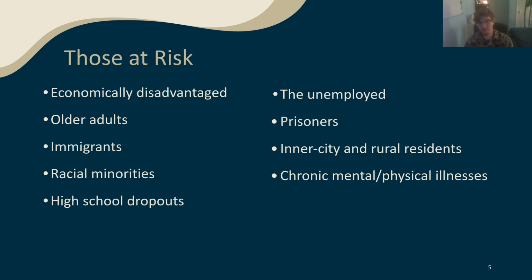So let's talk about who these people are, who's at risk for low literacy. So first of all, economically disadvantaged. So if someone is of a lower socioeconomic status, they may not have grown up in as great of a home environment. They may not have the best nutrition. Their schools may not be the best. They may not have parents that are highly educated or parents that are able to help them with their education, right? All these things are factors that could put somebody at risk of having low literacy.